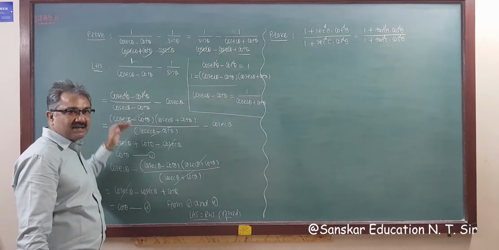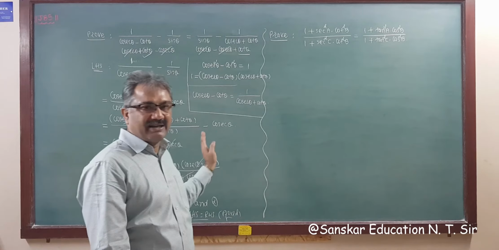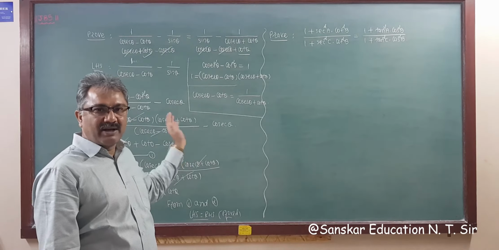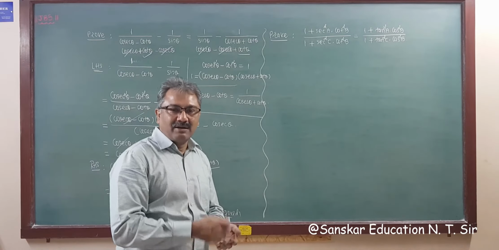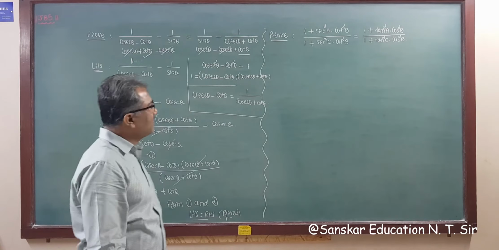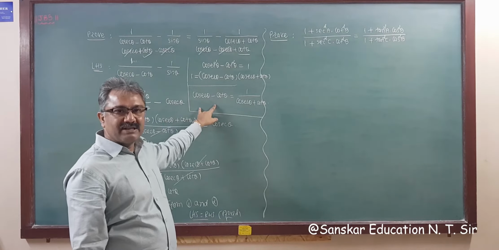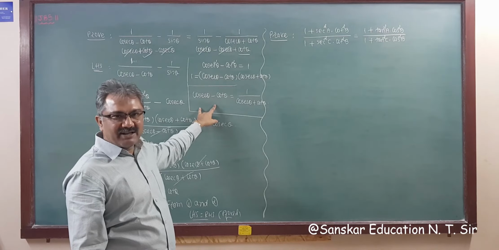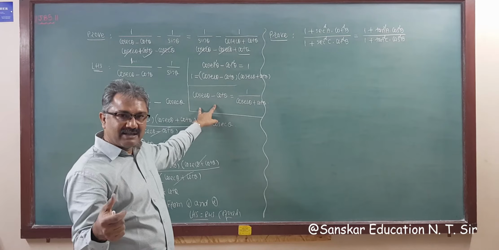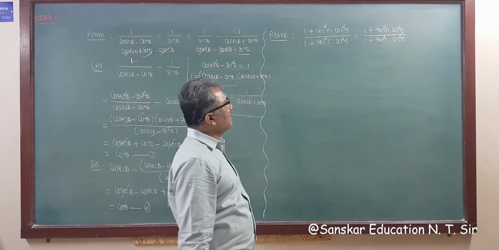And this type of examples are not in your textbook, but I am giving them to you for practice, to apply and recall the knowledge which you learned in past years. So remember this thing: sec square minus tan square is 1. So sec theta minus tan theta is 1 upon sec theta plus tan theta. So remember this thing.